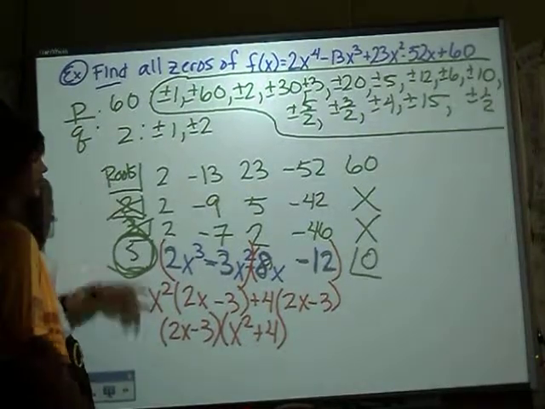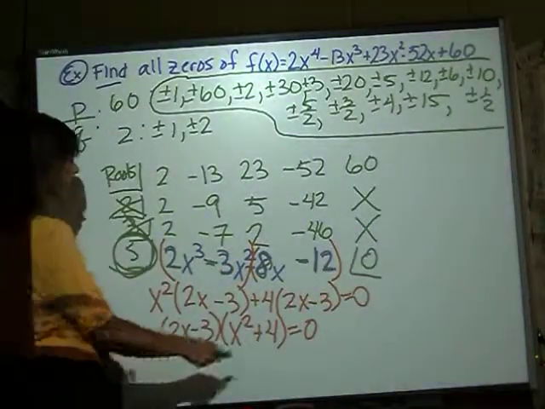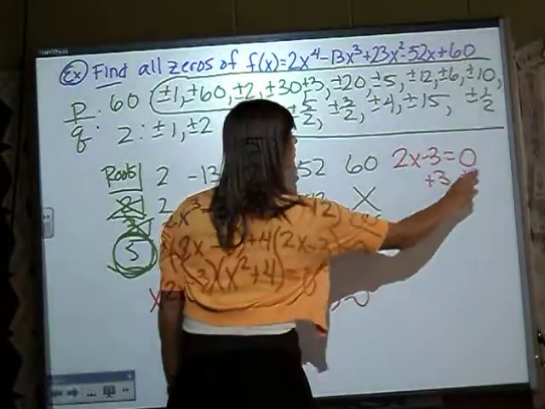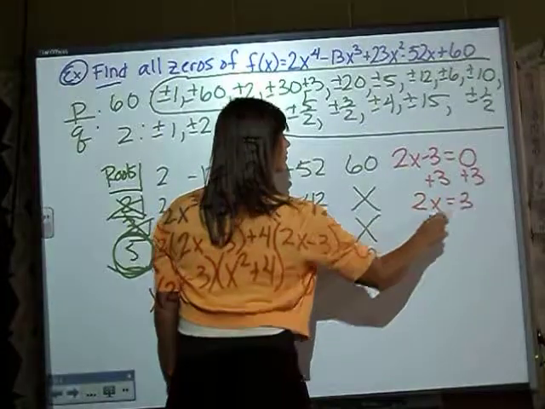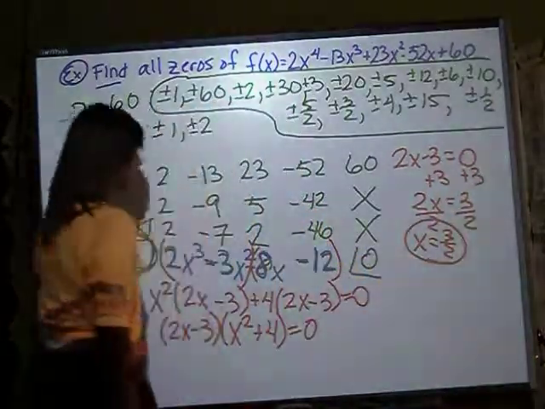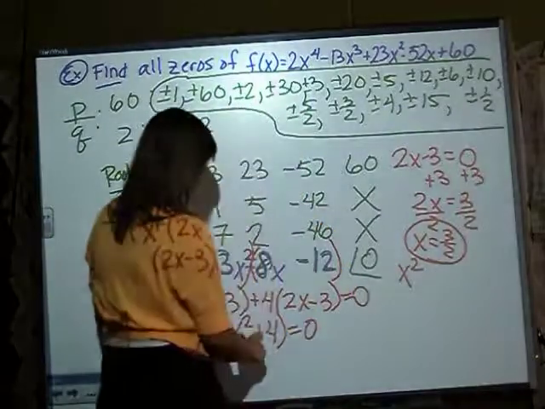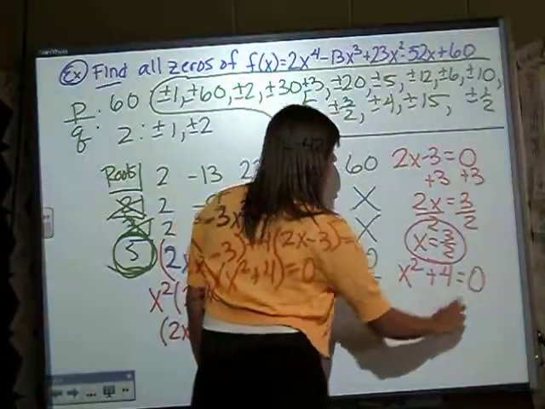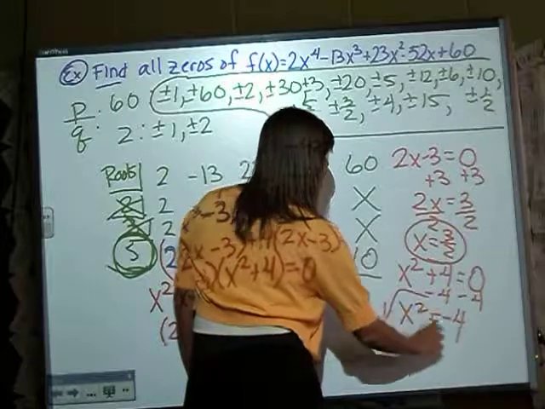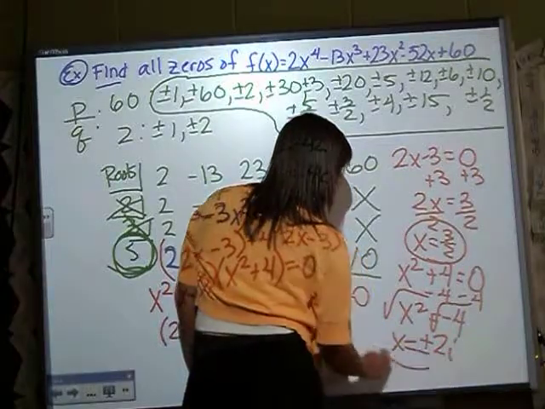Okay? It asks for the zeros, so I'm going to use my zero product property. I'm going to take 2x minus 3 and set that equal to 0 and solve. So another zero that we have is 3 halves. And then I'm going to take x squared plus 4 equals 0. So I'm going to subtract 4. x squared equals negative 4. If I take a square root, x equals plus or minus 2i.